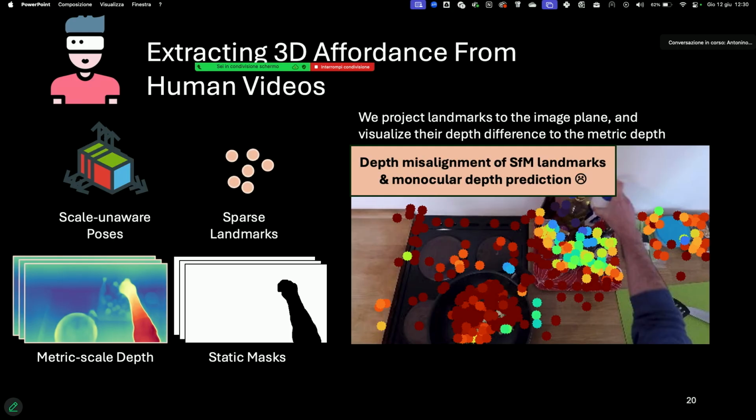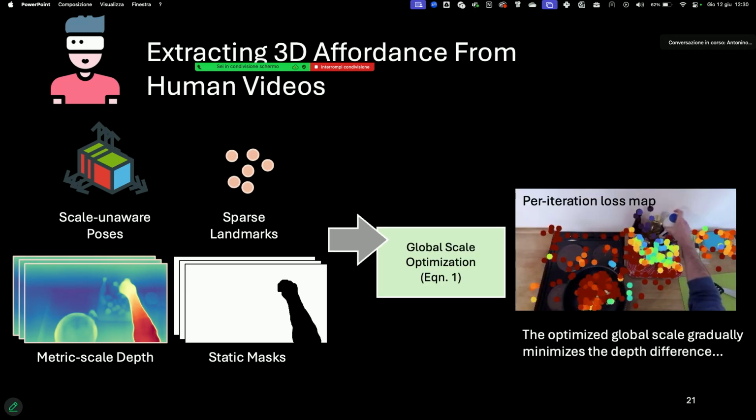So our first objective is to correct the camera poses to the metric space. We do this by optimizing a global scale and projecting these sparse landmarks onto the image plane using the extrinsics and the intrinsics. We can see that it converges very fast.